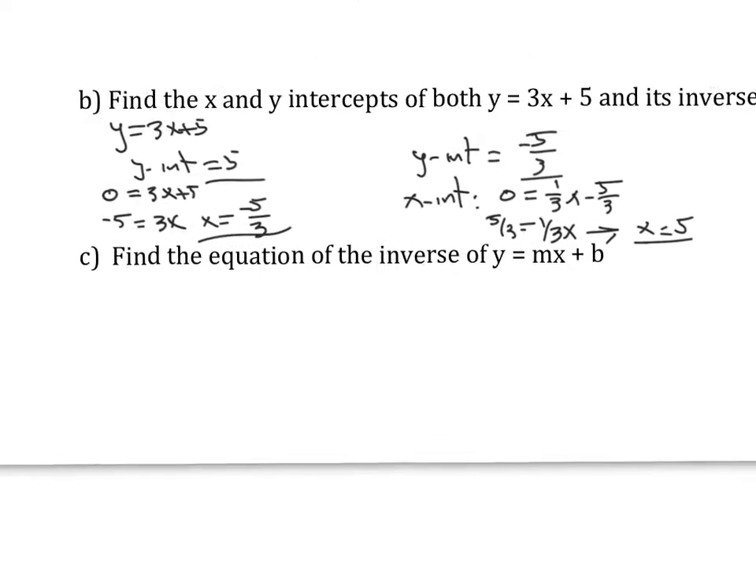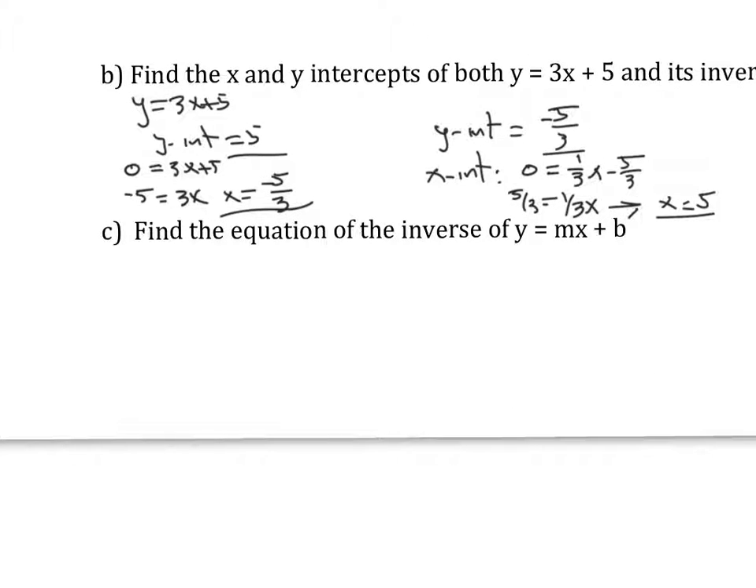Okay, find the equation of the inverse of y equals mx plus b. So basically we're saying we multiplied by m and then added b. So we're going to say we subtracted b, and then we divided by m, or we could say 1 over m x minus b over m. And that would be the inverse function, 1 over mx minus b over m.